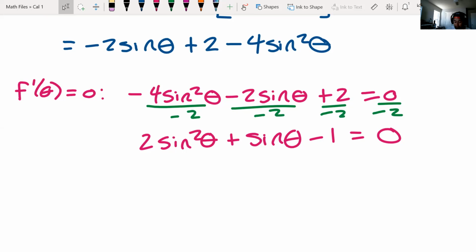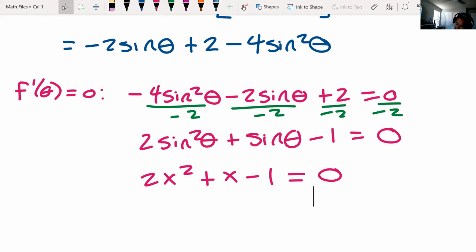What can we do here? Factor out a sine theta? Can't factor out a sine theta because of the negative 1. You could add the 1 to the other side too, but it almost looks like a quadratic. What if I wrote it as 2x squared plus x minus 1 equals 0? You'd probably be able to factor that. It's the same exact thing, so I'll leave that there.